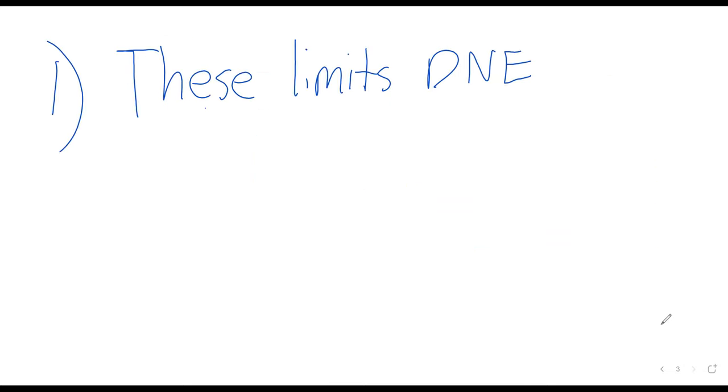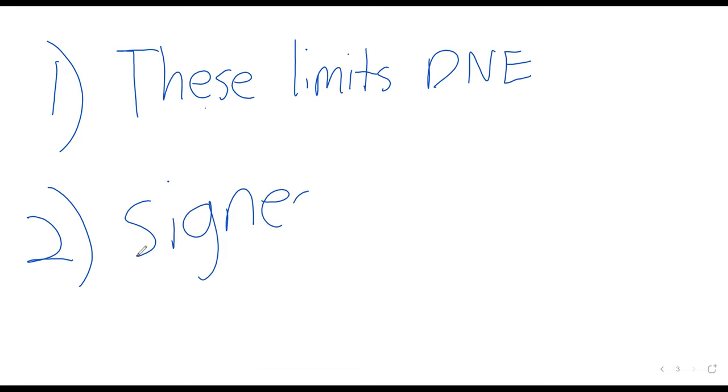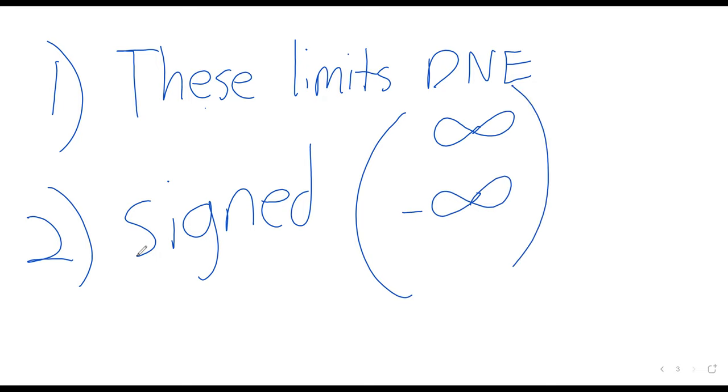The second thing that I want us to recognize is that this notation is signed. And if that's not clear, what I mean is you can have infinity or negative infinity on the right-hand side of that equality. And those are telling you different things. If we write that the limit is infinity, that means the function is increasing in a positive direction. If we write that the limit is negative infinity, that means that the function is sinking down to negative infinity.